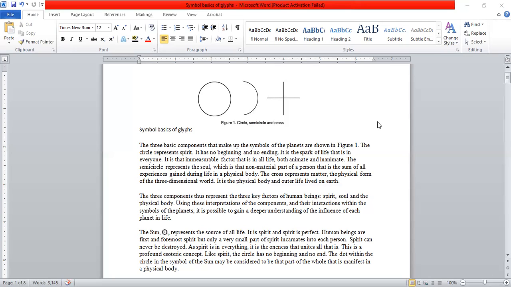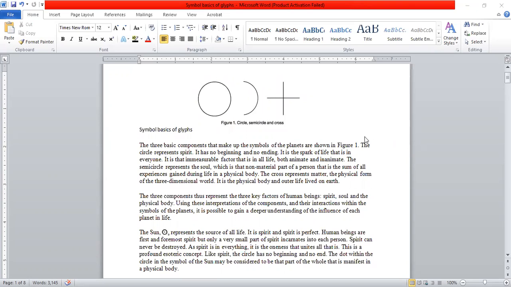And they basically break down to these three figures: the circle, the semi-circle, and the cross. So these three basic shapes create these glyphs, and let's run through what each of them means, and then how they make up all of the glyphs, and then we'll get to Saturn after that. So I'll read a little bit here, and then we'll look down this sheet, so you can see.